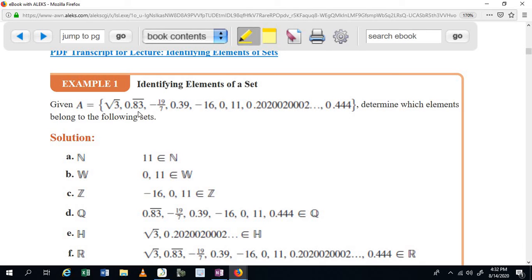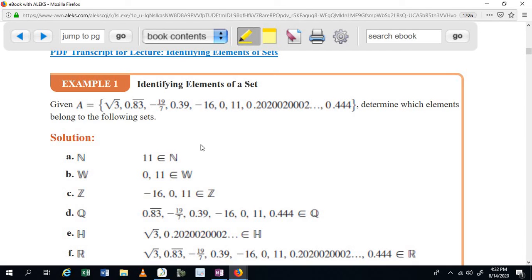What about 0.83 with the bar on top? That means the 83 continues to repeat. Now, this never stops, so it's a non-terminating decimal. But remember, if it repeats, then it's a rational number. And so since this repeats, even though it doesn't terminate, it's still a rational number. So that's also rational.